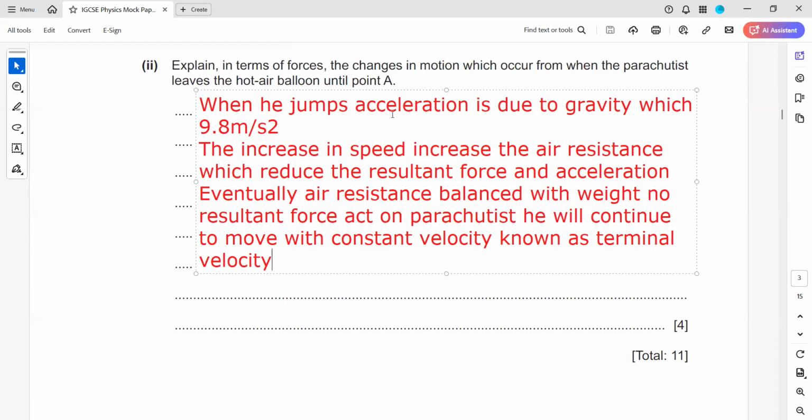acting on him. So when air resistance is balanced with the weight, no resultant force acts on him, he will reach a terminal velocity or constant velocity. We just have to explain till point A. So till point A is a terminal velocity.